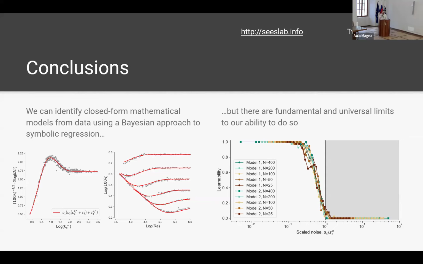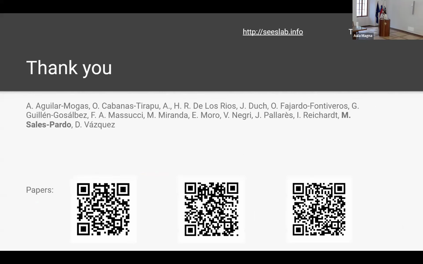And then this is the good news of the talk. The bad news is that depending on how noisy your data are, you at some point lose the ability to detect the model. And again, thanks to the rigorous probabilistic treatment of the problem, we can estimate when that is going to happen. Okay, so this is all I wanted to say.